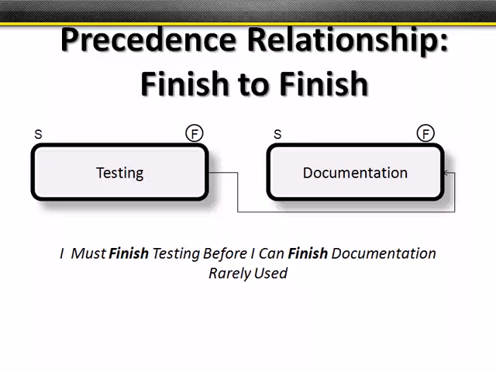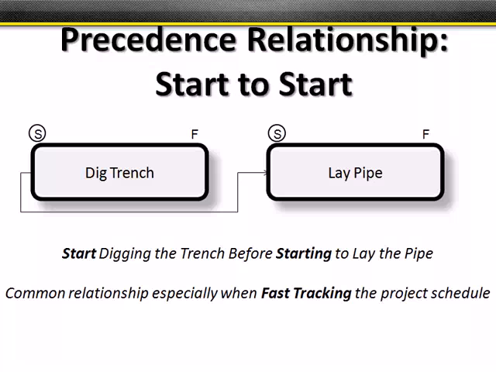Finish to finish relationships are not as common as a finish to start relationship. Basically, you have to finish something before you can finish documentation. This is typically used when you do a lot of software testing. I need to test it, document it, test it again, and document it, so that both are kind of finished at the same time. It's not as often used. However, I have used it on projects between some activities, but mostly I use finish to start and the next one, which is start to start.